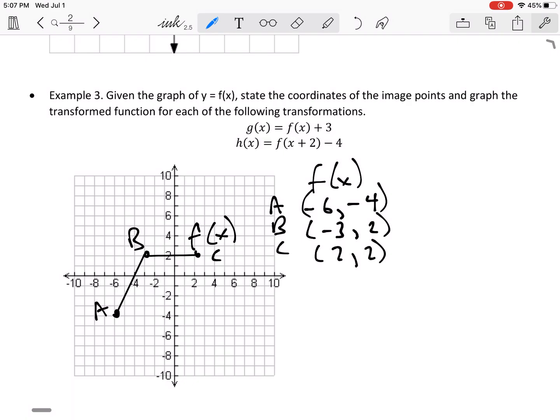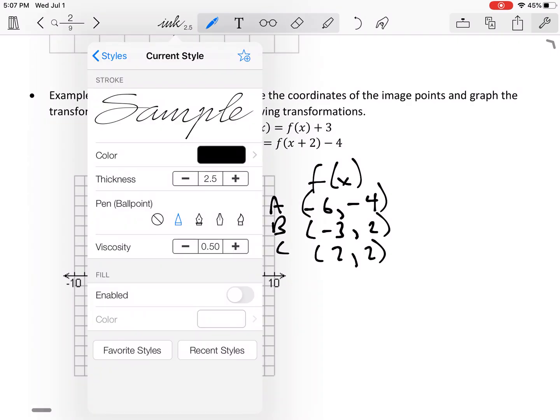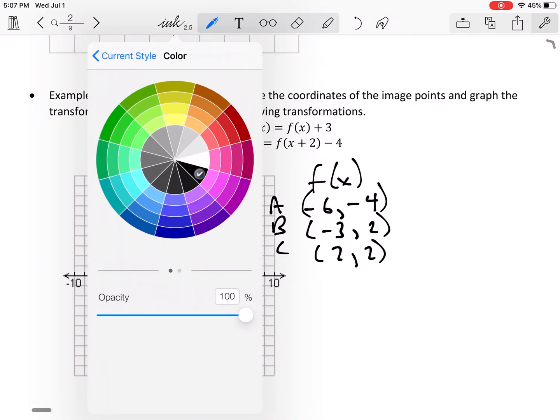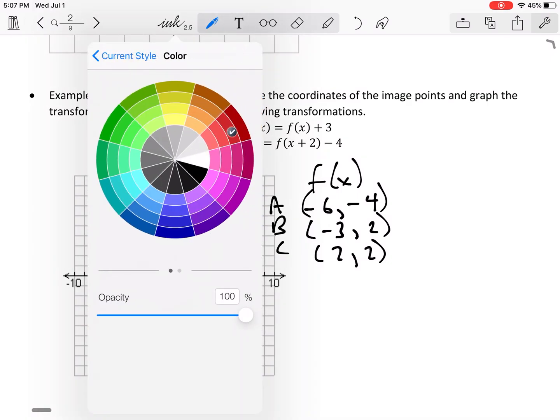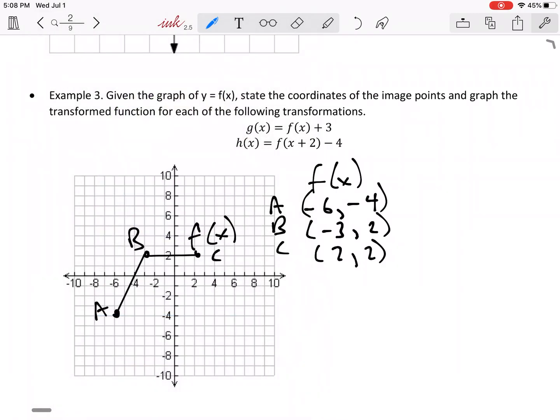Okay, let's do g(x) first. Let's do that in red. g(x) is f(x) + 3. What that's saying is we're not going to shift it horizontally, we're only going to shift it vertically. So all your y points are going to go up by 3, and all your x points are going to remain the same.